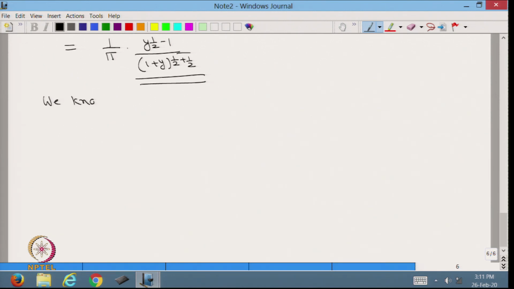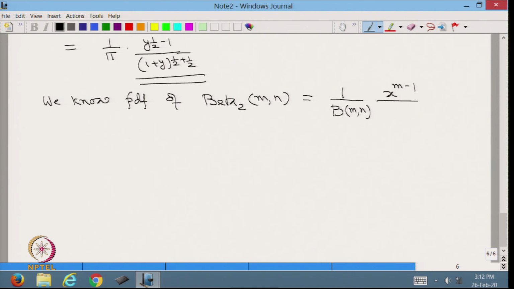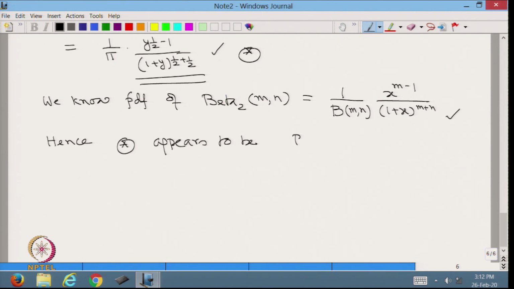We know the PDF of beta 2 with m comma n is equal to 1 upon beta m comma n x to the power m minus 1 upon 1 plus x whole to the power m plus n. Thus, we can notice a very similar pattern. Hence, let us call it star. Star appears to be beta with half and half, but we need to check the constant.